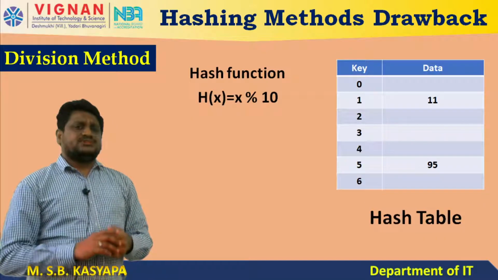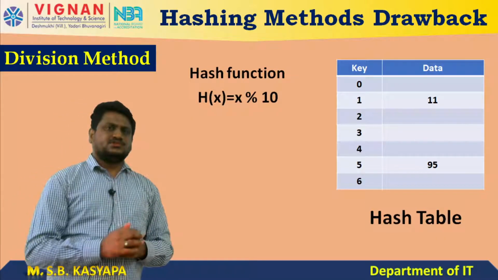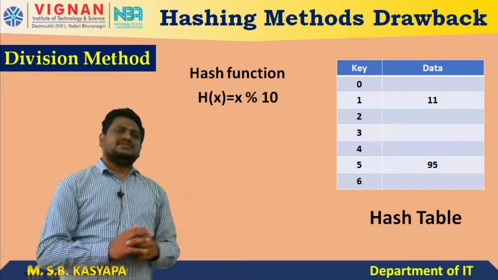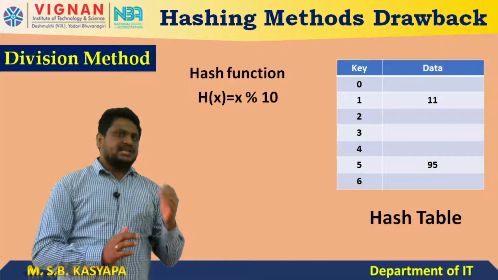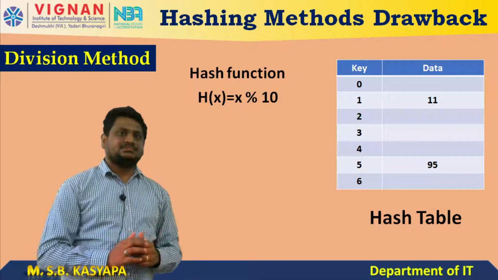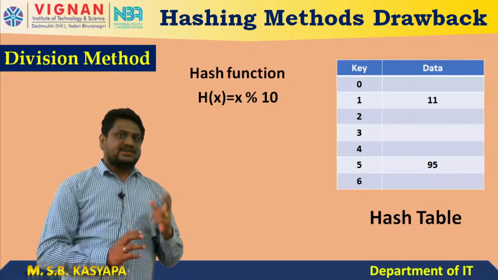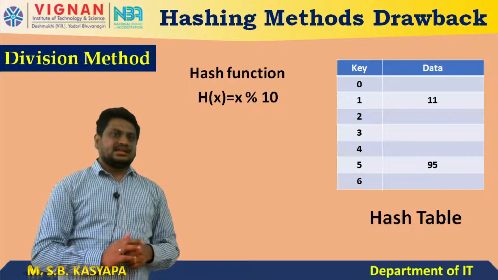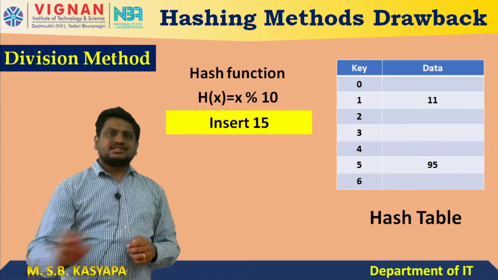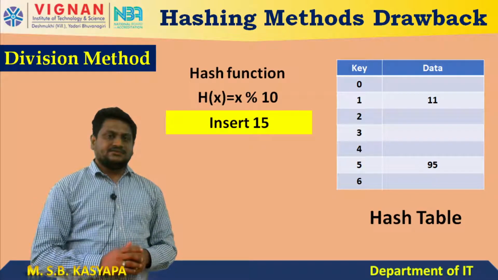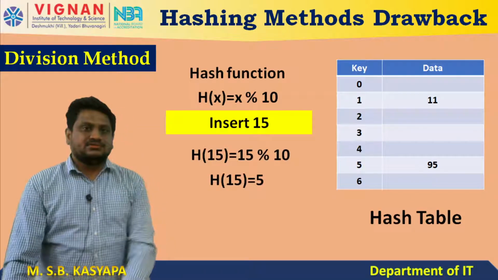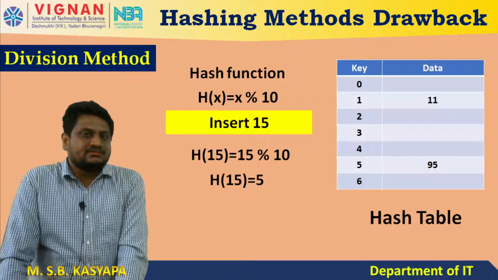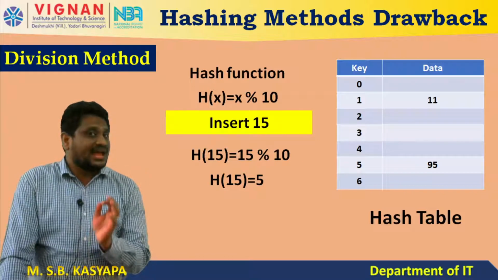Okay. Now, from those videos, I have one problem. So what is that problem? Let's see. Now I am taking the division method. So what is division method? Whatever value I am going to insert will be divided by 10. So already I have a hash table with two values. I have 11 and 95. 11 is inserted at key value 1, 95 is inserted at key value 5. Now I want to insert 15. As you know, it is the division method, so I have to divide it by 10. If I divide it by 10, what is the remainder? 5. So this 15 I have to insert at 5.